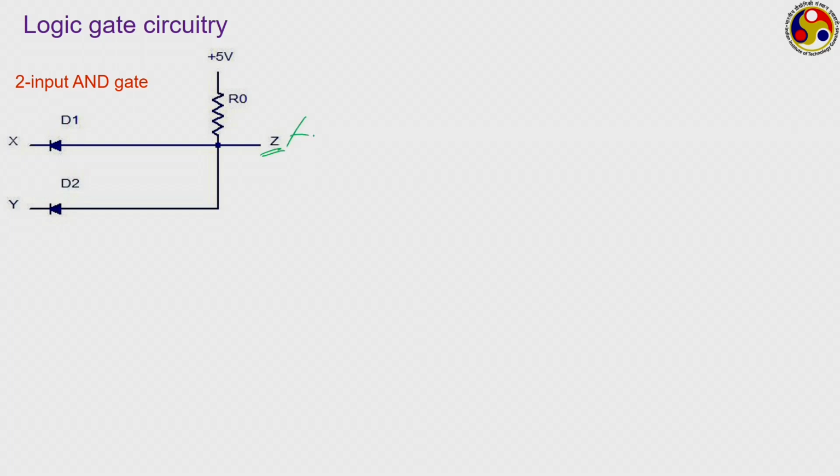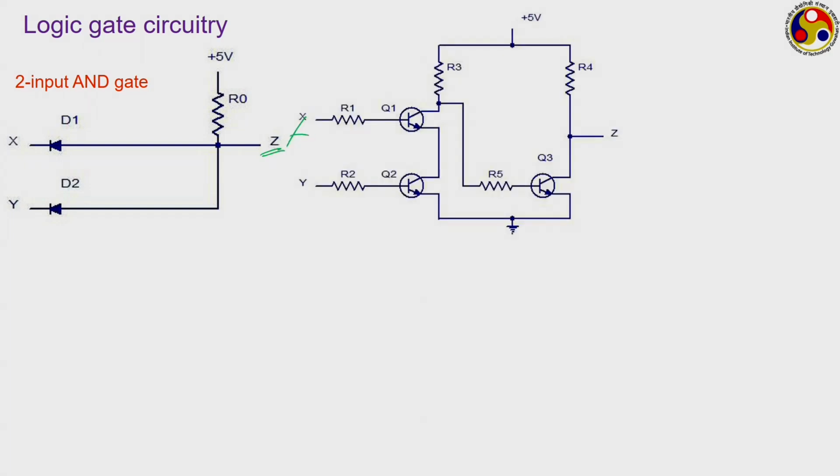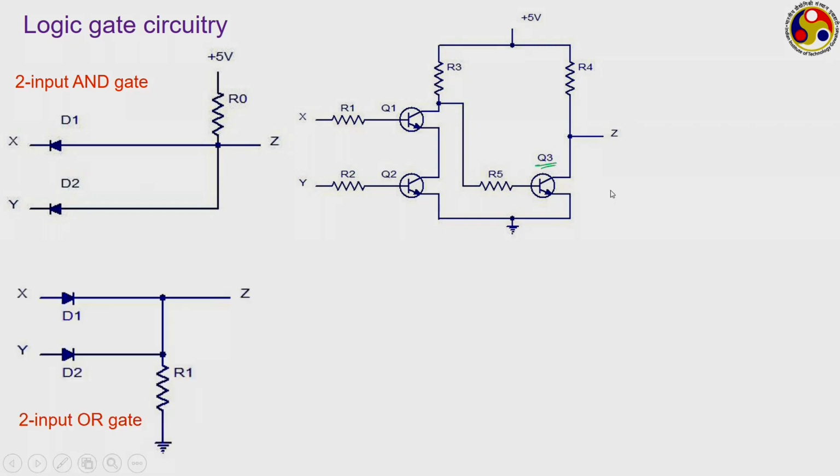The same operation you are going to get if, instead of diodes, you are using transistors, like shown here. Here Q1 and Q2 are 2 transistors, and another transistor Q3 is used to form the output. Similar operation we can get with the OR gate as well.